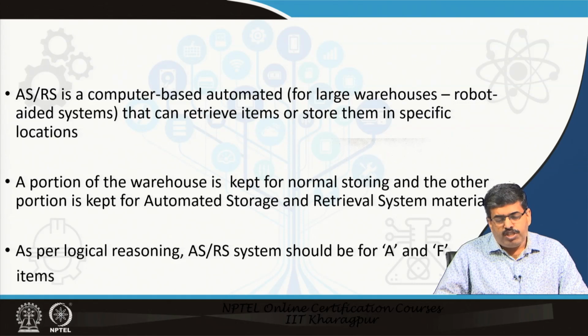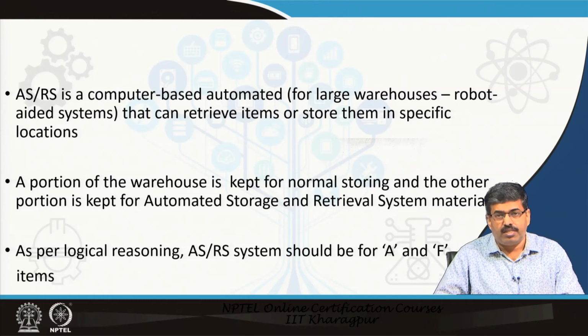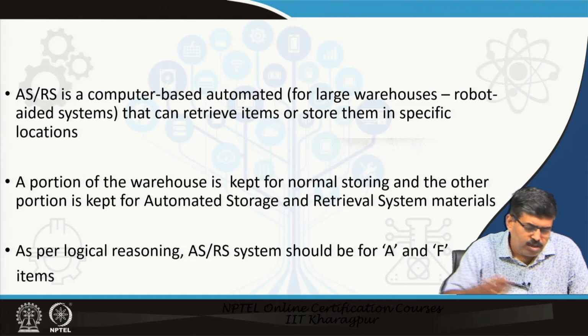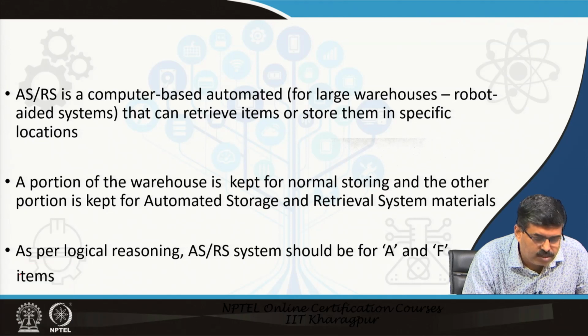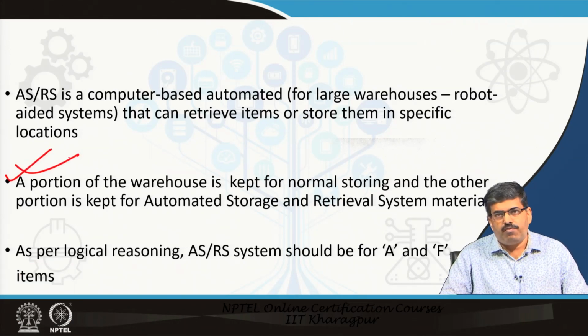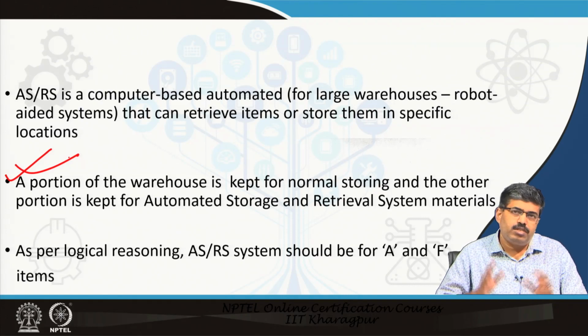Now, a portion of the warehouse is kept for normal storing and the other portion is kept for automated storage and retrieval system materials. So, one portion is normal storage and another portion is ASRS. Let us concentrate on this point number 2 for a second. Why is it done in that way?